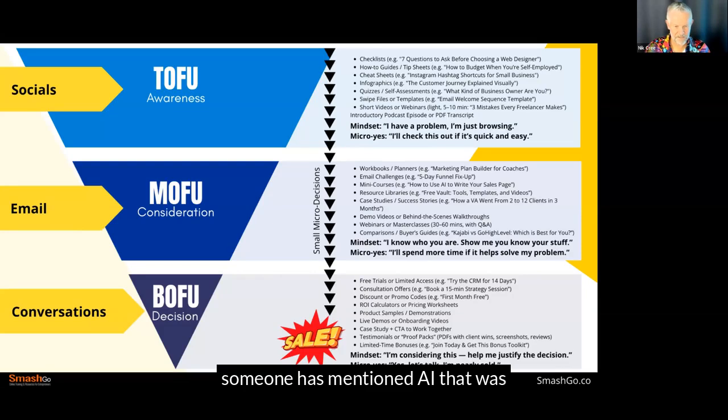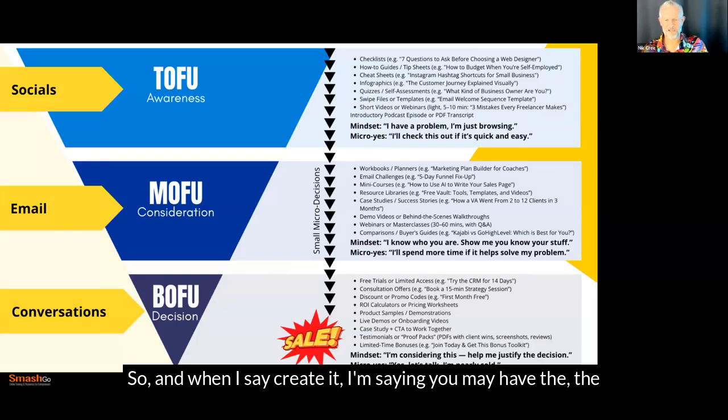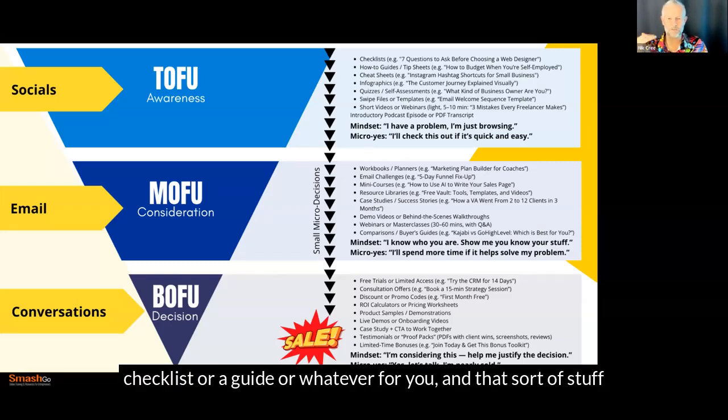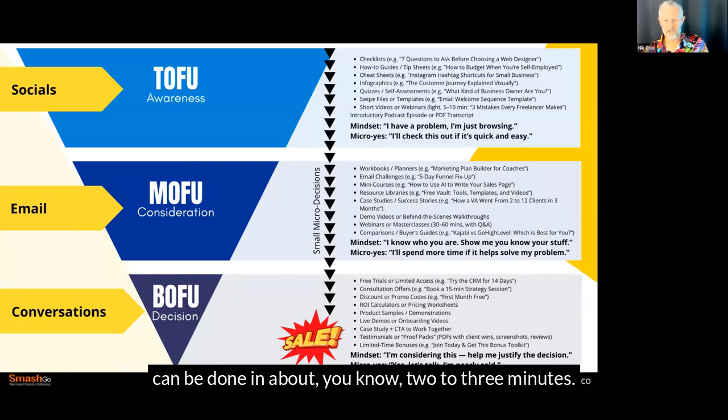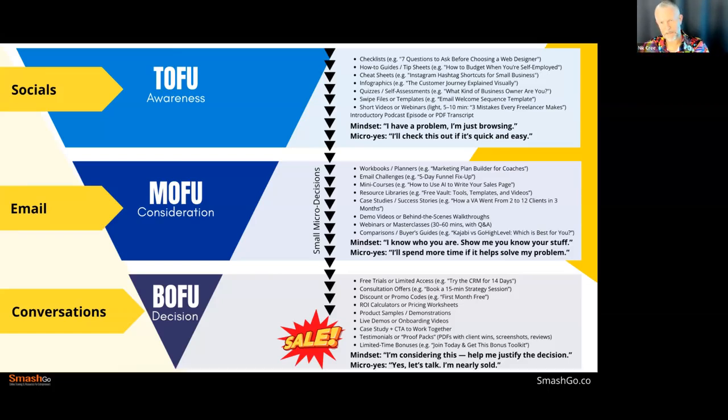Someone has mentioned AI. That was Ray in chat. Uses ChatGPT 4, so you can use ChatGPT to actually create some of these things for you. And when I say create it, I'm saying you may have the content of it. You can upload the content to ChatGPT and ask it to create a checklist or a guide or whatever for you, and that sort of stuff can be done in about 2 to 3 minutes. So these are really quick things that you can create.